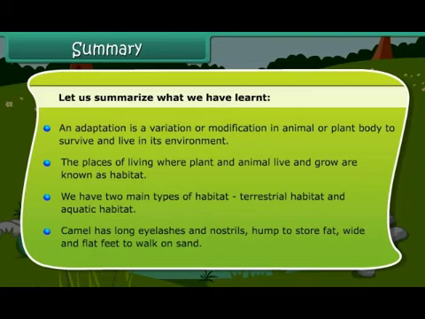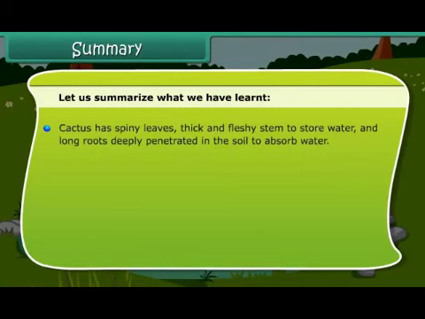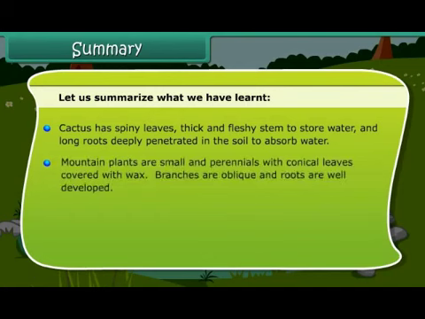Camel has long eyelashes and nostrils, a hump to store fat, and wide and flat feet to walk on sand. Cactus has spiny leaves, a thick and fleshy stem to store water, and long roots deeply penetrated in the soil to absorb water. Mountain plants are small and perennials with conical leaves covered with wax. Branches are oblique and roots are well developed. Animals found in mountains have thick skin and fur.